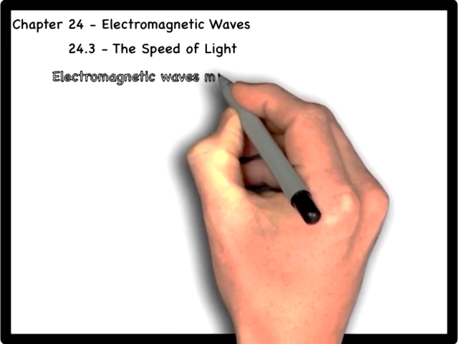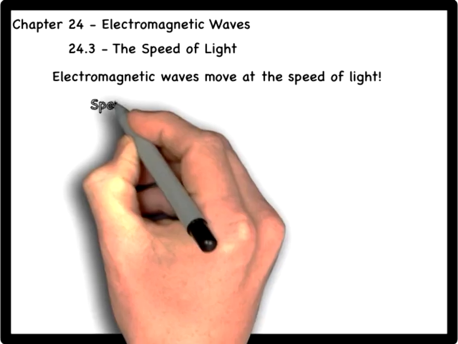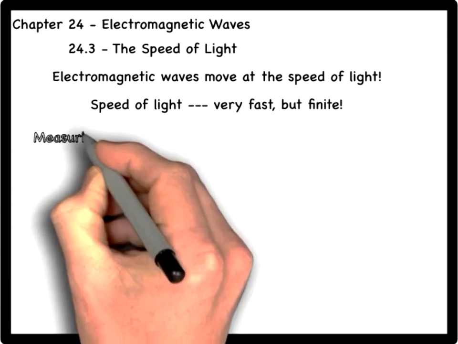In the previous section, we showed that electromagnetic waves propagate out away from accelerating charges at the speed of light. The speed of light is very fast, but it is finite. For example, it takes just over a second for light to travel from the Moon to the Earth, a distance of about 240,000 miles.